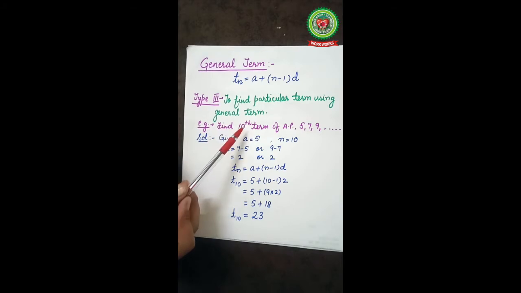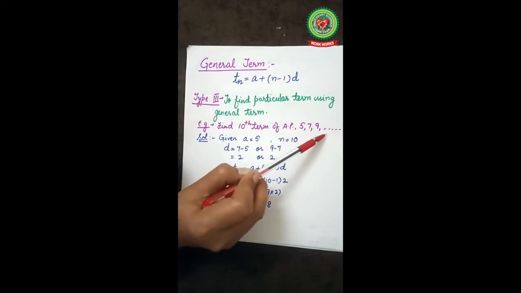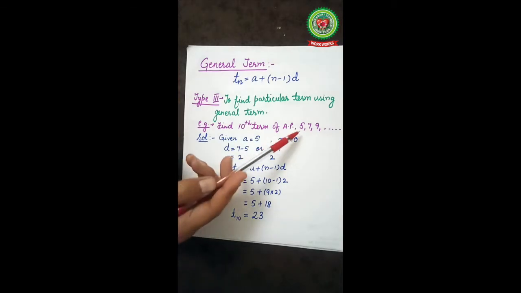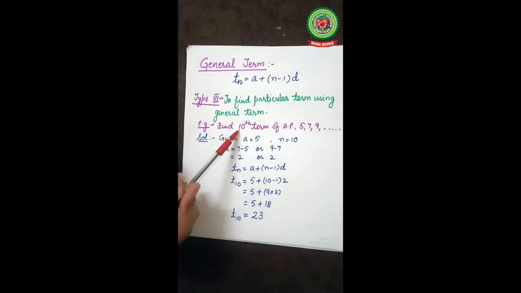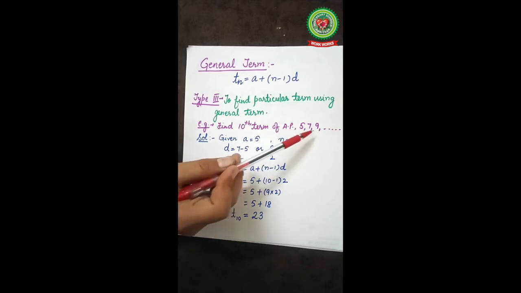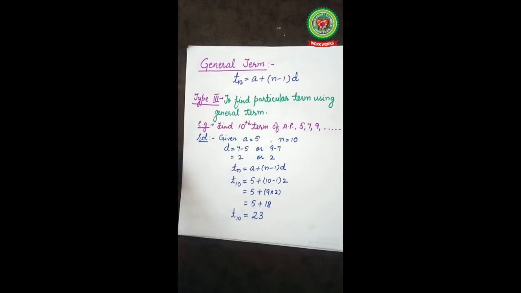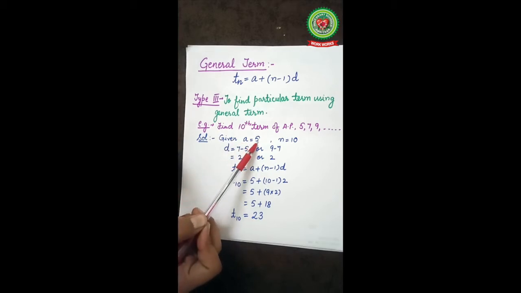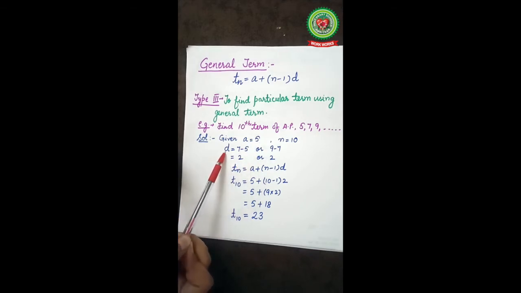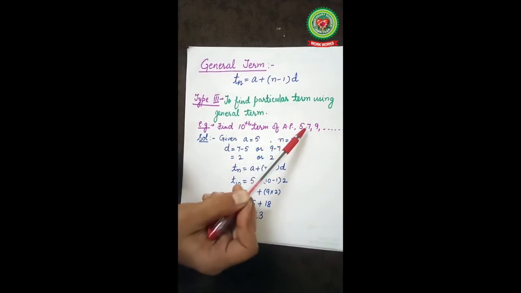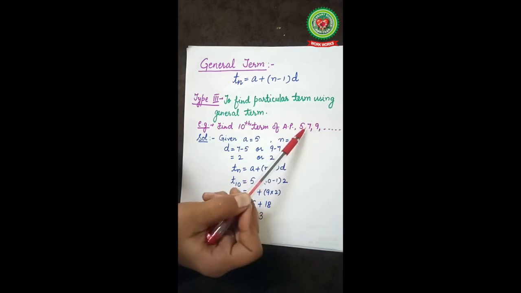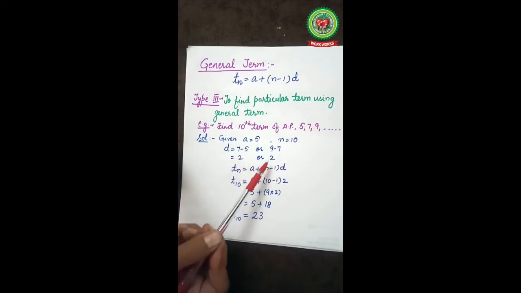Example, find the 10th term of the AP 5, 7, 9 and so on. Here the series is given, we have to find the 10th term. So, as the series is given, we can easily find a and d from the series. Given a is equal to 5, that is the first term. d we can find by subtracting the terms, that is 7 minus 5 or 9 minus 7. It is equal to 2.